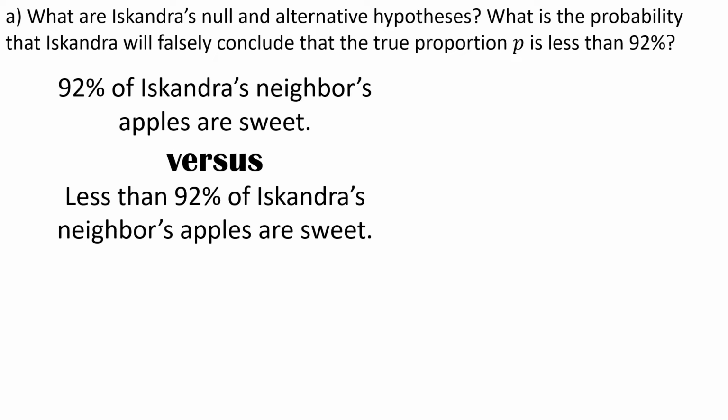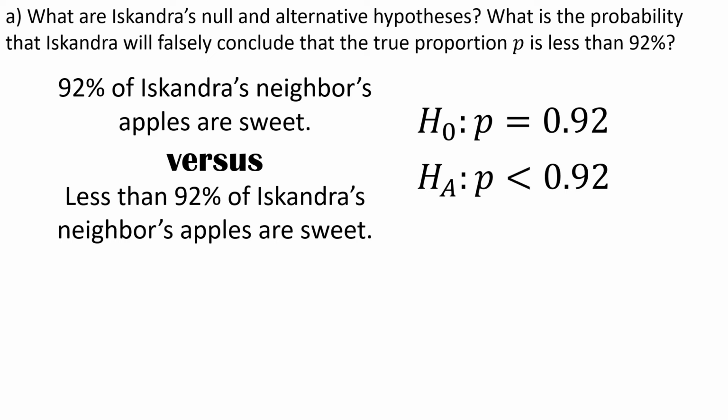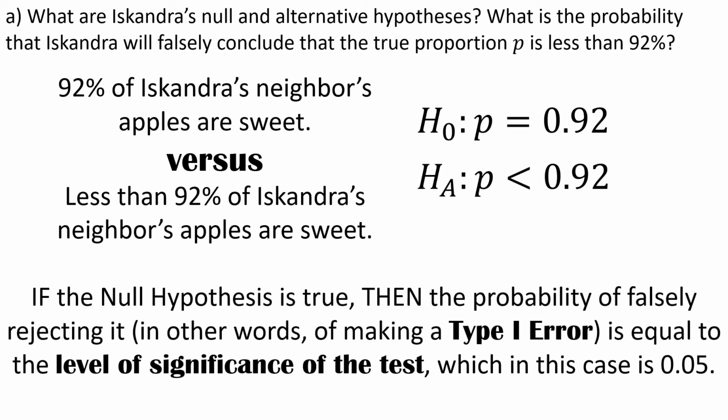Well, here it's 92% of Iskandra's neighbor's apples are sweet versus less than 92% are sweet. So the null is that that proportion is equal to 92%, or 0.92. The alternative is that it's something less. If the null hypothesis is true, then the probability of falsely rejecting it, in other words, of making a type 1 error, is equal to the level of significance of the test, which in this case is 5% or 0.05.